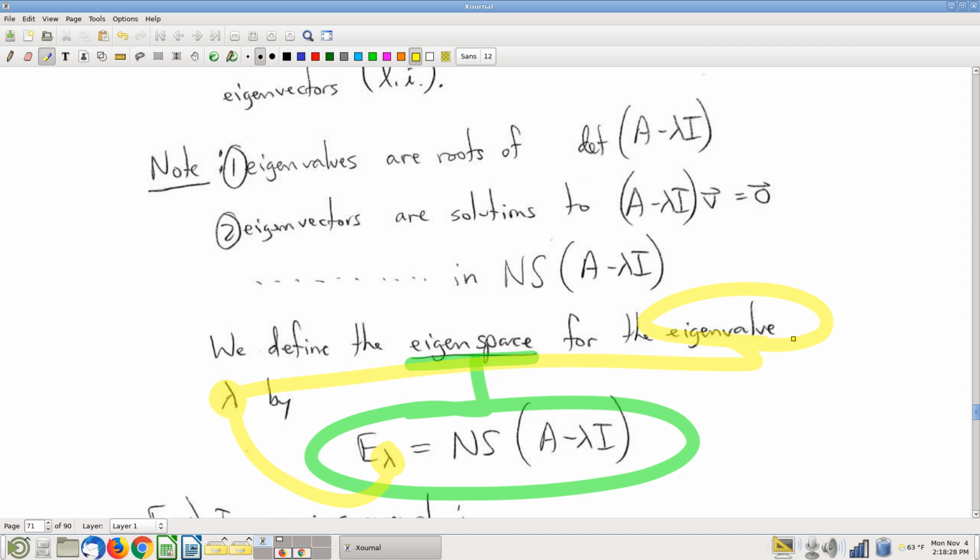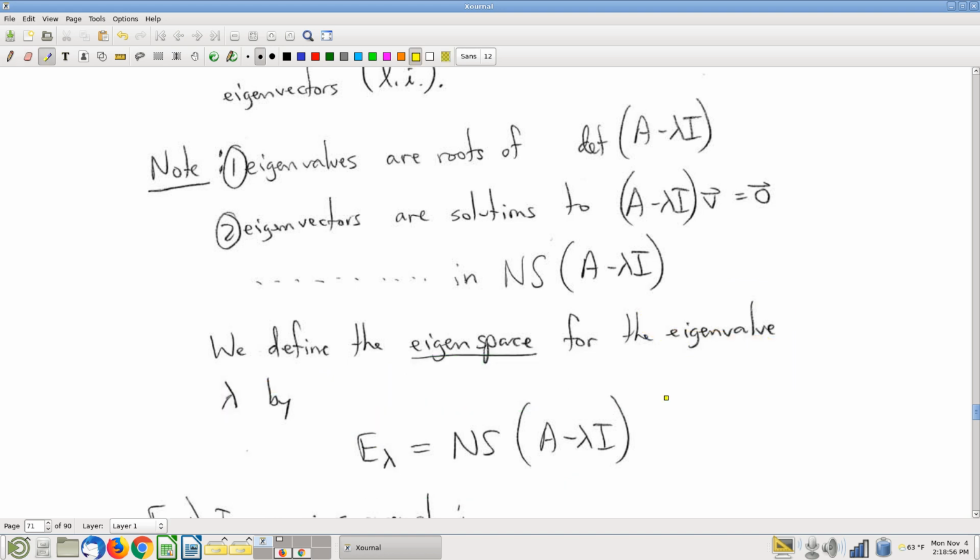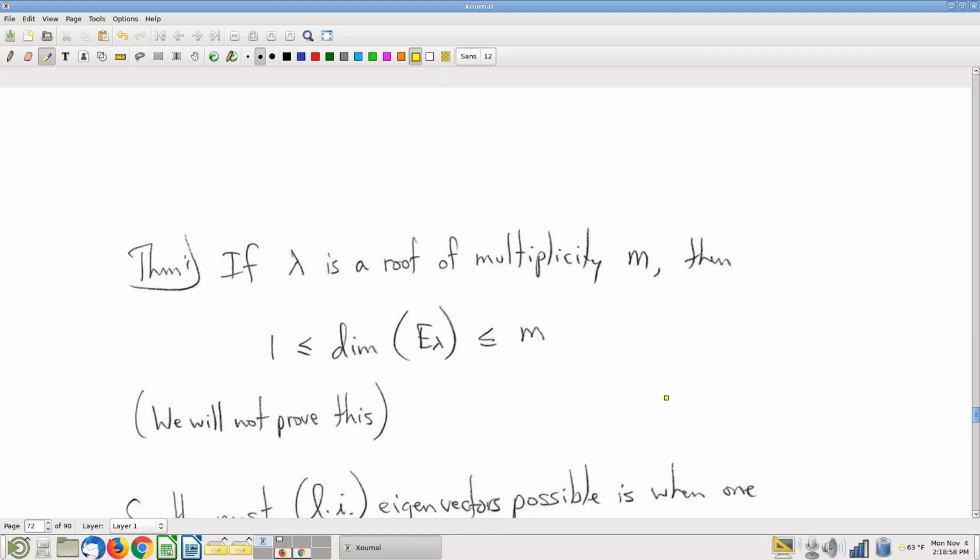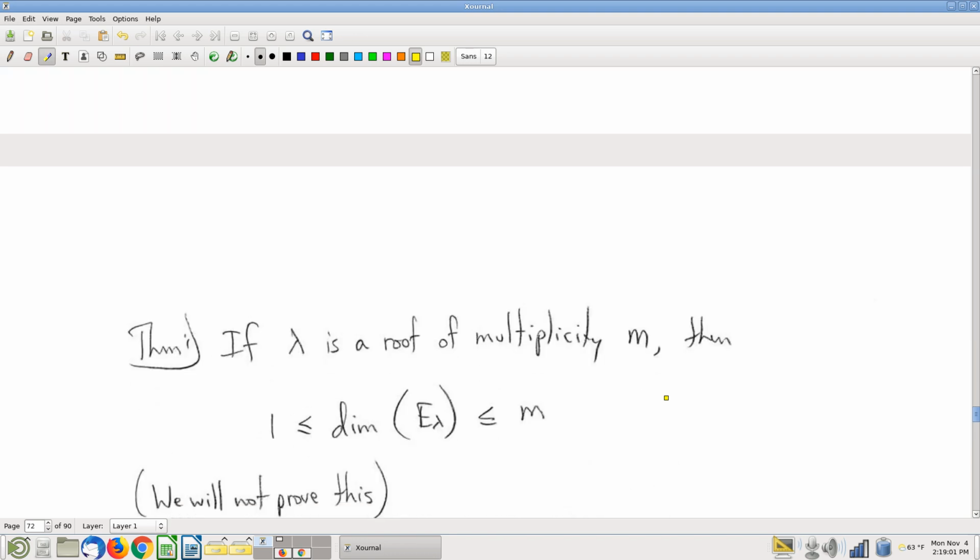Quick asterisk, I did throw away 0 as an eigenvector. Remember, 0 is not allowed to be an eigenvector. So when I say that E lambda is the vector space of all eigenvectors, I should say it's the vector space of all eigenvectors and 0. You have to put the 0 back in there because 0 is not an eigenvector. Okay. So a quick observation.